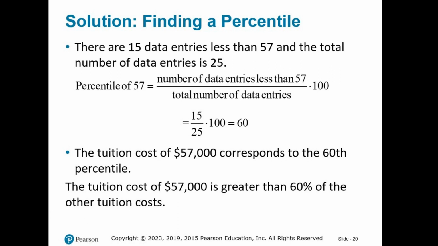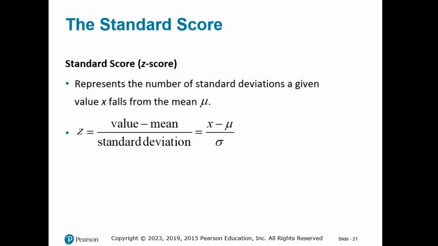This leads us into probably one of the most important concepts of elementary statistics, which is the standard score. A standard score, which is also called the z-score, measures the position of an entry X in the data set by the number of standard deviations it falls from the mean mu. It's a very simple calculation. Z equals the value of the data point minus the mean divided by the standard deviation. In shorthand, X minus mu divided by sigma. A z-score can be negative, positive, or 0. They can help us identify any unusual data values in a symmetric distribution.